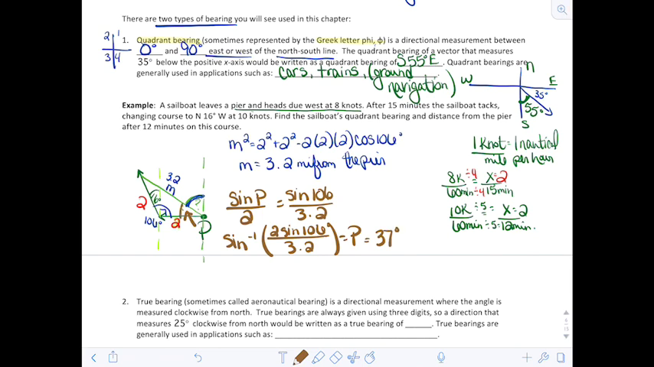So since I know this angle is 37 degrees, to get the bearing angle, I'm going to take 90 minus 37 degrees, and that's going to leave me with 53 degrees, and that is west of north. So my angle will then be 53 degrees west of north, and I know that my magnitude is 3.2 miles. Okay.